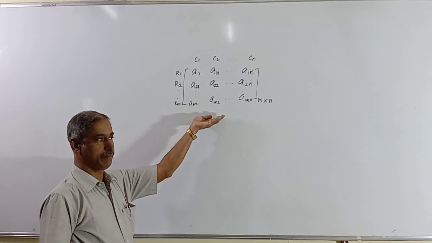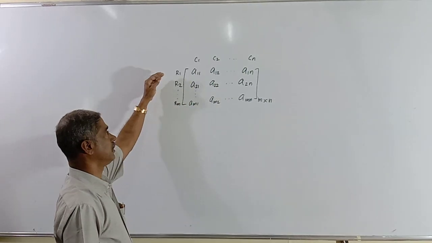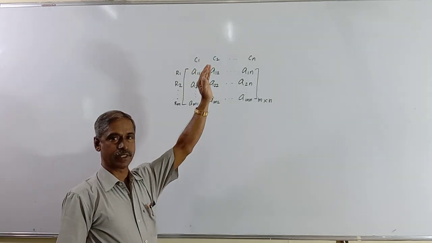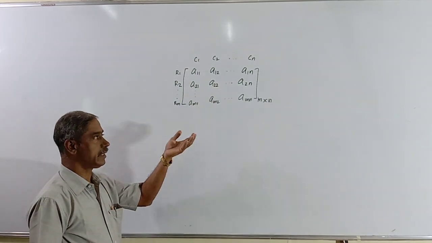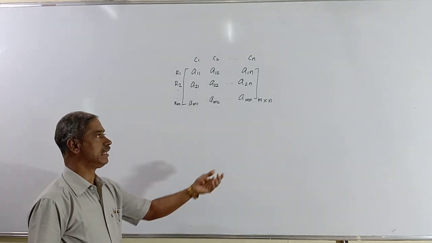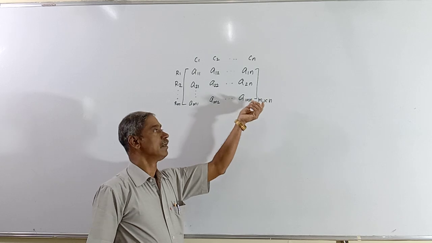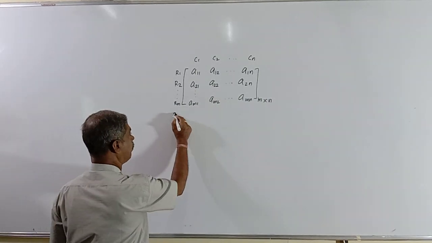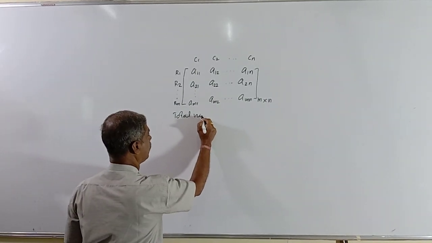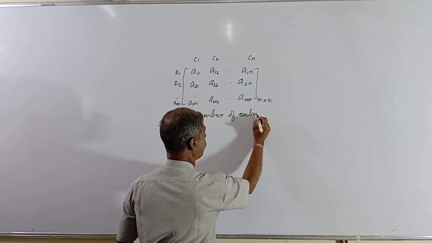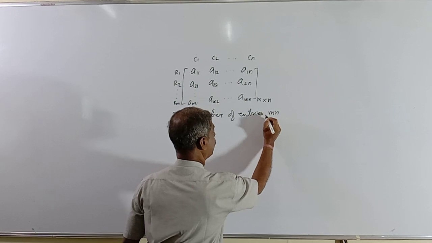In this chosen sample, there are m rows of entries, R1, R2, R3 up to Rm, and column 1, column 2, column 3 up to column n. Therefore, we say there are m rows and n columns. By the way, the order is defined to be m by n, and the total number of entries or elements will be m into n.